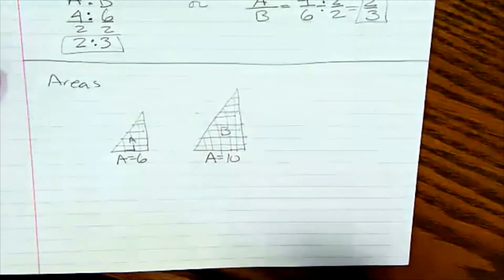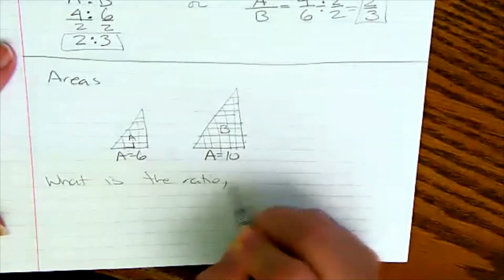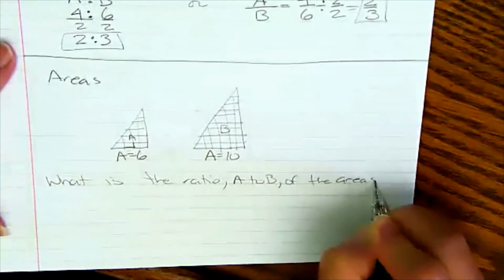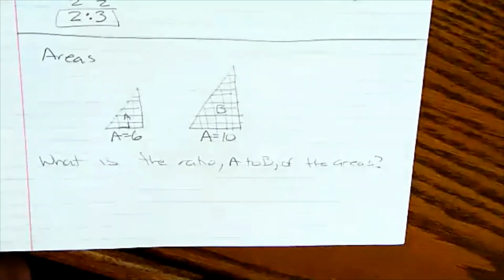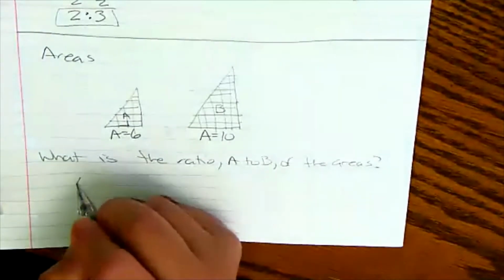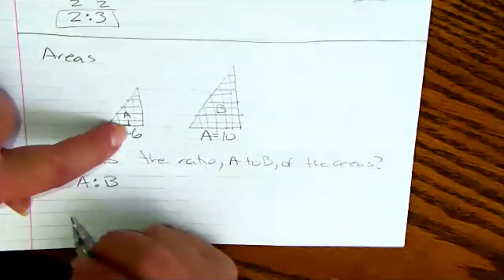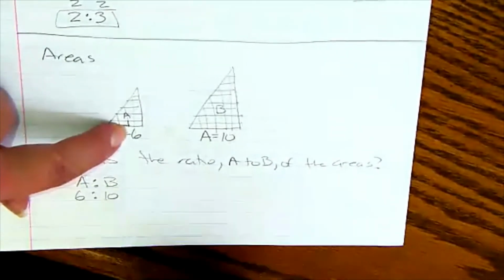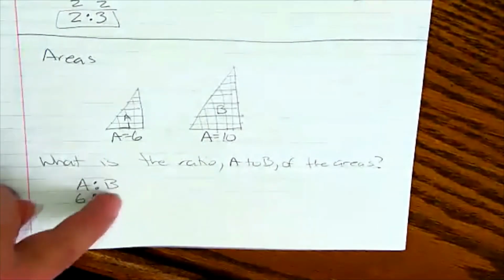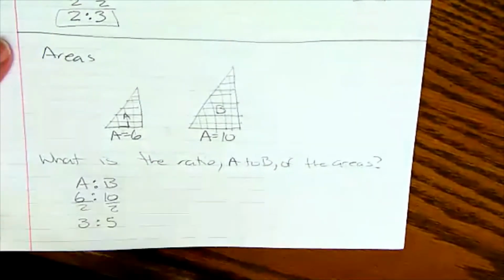So this question is asking us, what is the ratio A to B of the areas? So once again, I can set it up like this, A to B. The area of A is 6, and the area of B is 10. So we can reduce these. They can both be reduced by 2. I've got 3 to 5.